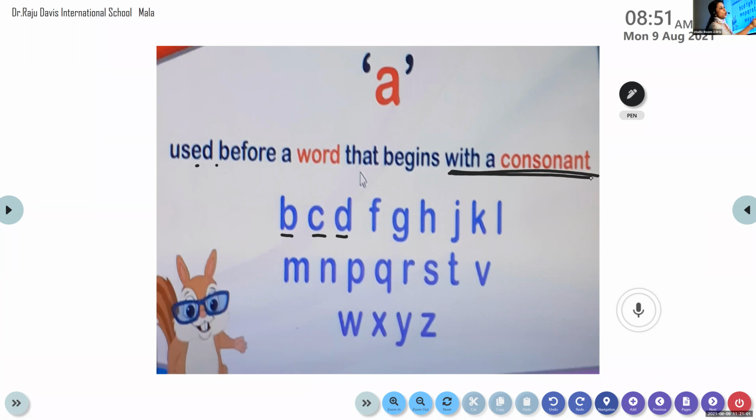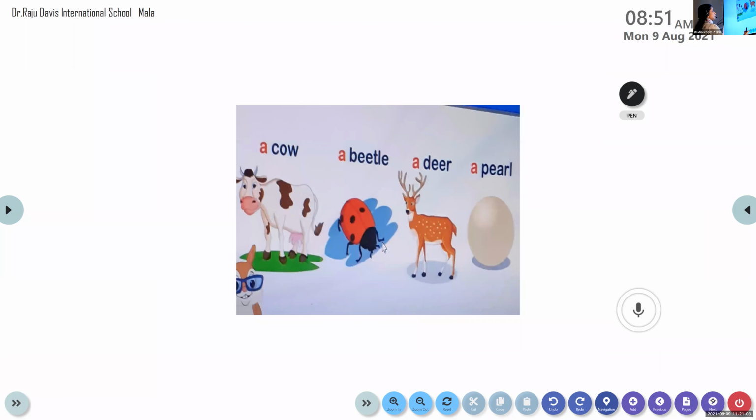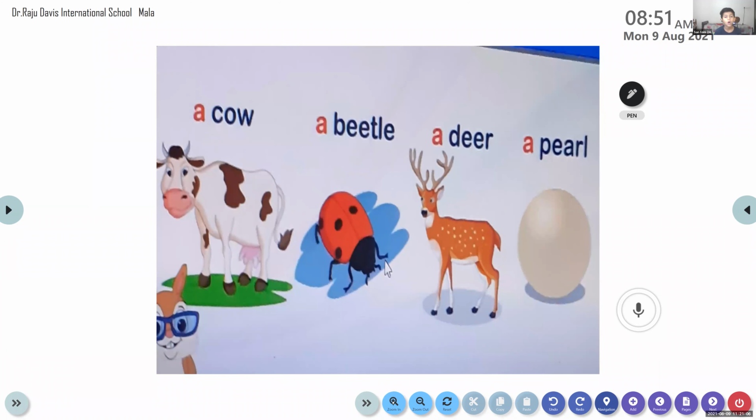Yes. Now let's move on to the examples. All of you look at the slide. See here, there are a few examples. Cow. Cow is a word that begins with a consonant. So what do we have to use? We have to use the article A before the word, as cow is a word that begins with a consonant letter. Cow, C-O-W, begins with a consonant letter C. So we have to use article A before the word.